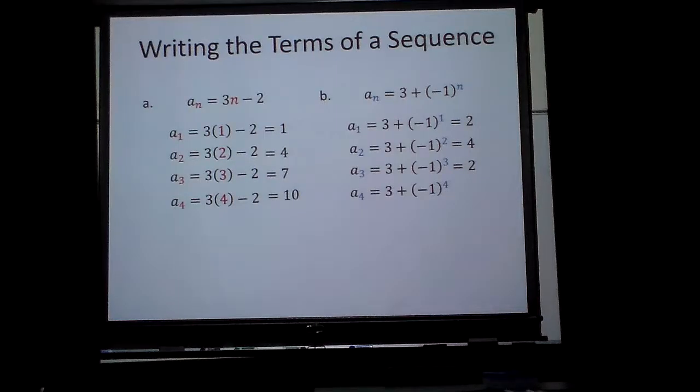What do you think is going to happen to the fourth one? Even. Basically, if there's an odd number of exponents, it will be negative. And if there's an even number, it will be positive. So therefore, it's going to alternate between what? 2, 4, 2, 4, 2, 4 to infinity and beyond. All right? That's how I would write the first terms of a sequence.